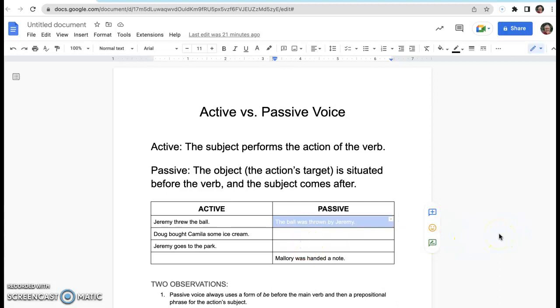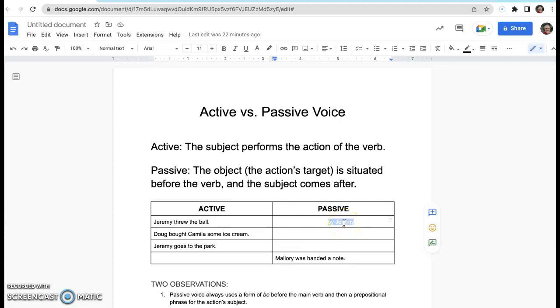The ball was thrown by Jeremy. In this case, I still have my verb throw. Notice I do have what is called a helping verb in front of it. So now, instead of just threw, it's transformed to was thrown. The ball gets moved to the front, and Jeremy actually goes within what we call a prepositional phrase, by Jeremy. A prepositional phrase starts with a preposition and ends with a noun or pronoun, what we call the object of the preposition.